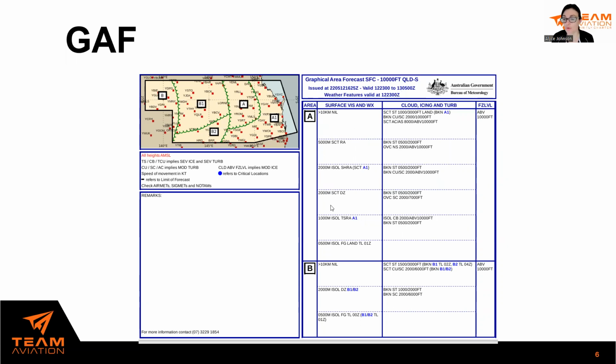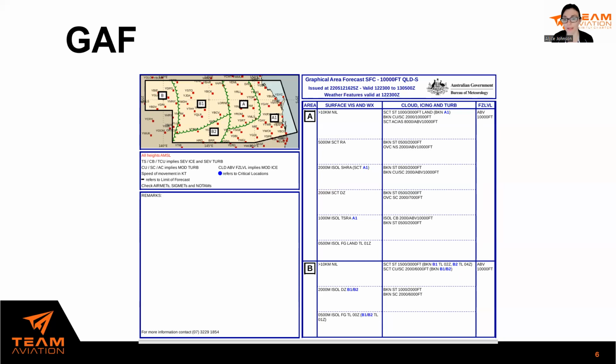When we go into the actual content of the graphical area forecast, we can see here area Alpha, which of course we are operating from when we're operating around Archerfield and Brisbane. We can then see 3 different columns. The first column is the surface visibility and the weather. Our second column we can see is the cloud that we can expect in those areas, icing, and the associated turbulence. And then we have the third column here, the freezing level.